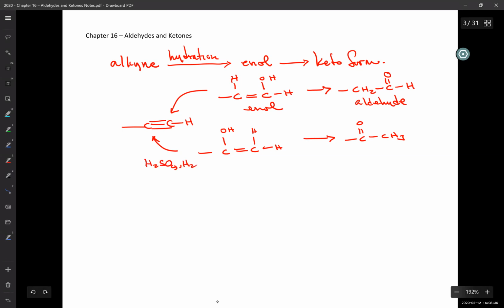Water. Hydrate. And then mercury sulfate. That's for primary. And no, that's for the bottom one, because this one follows Markovnikov's rule. And the top one would just happen by adding it to water. No, it's a prime. So think about this.